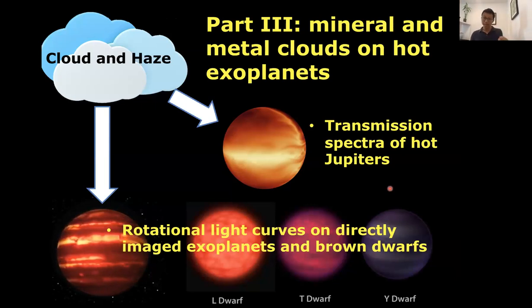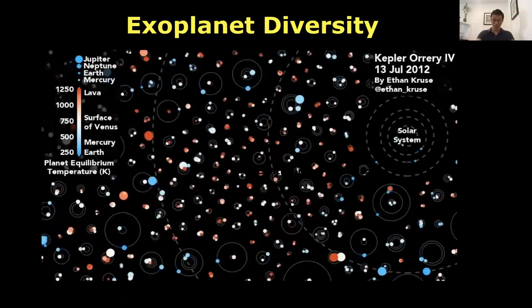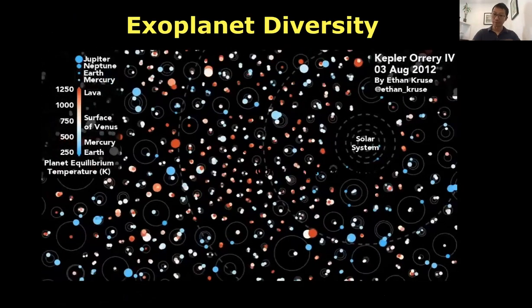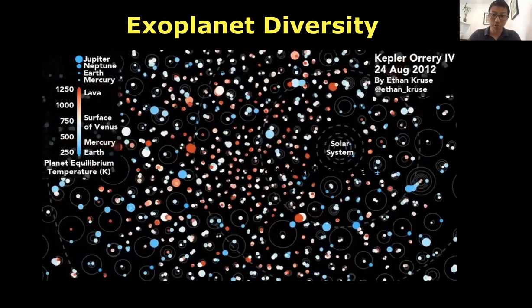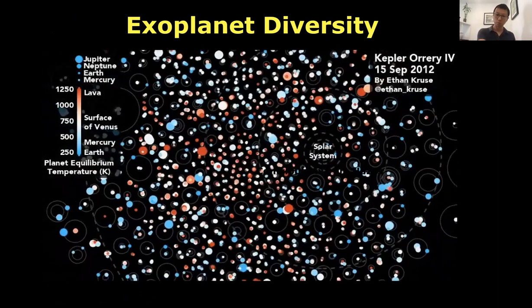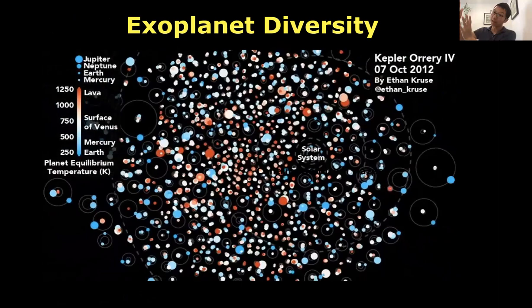So in the end, I will talk about something I really want to talk about in 7 minutes: the mineral and metal clouds on hot planets. Okay, so when we go beyond the solar system, we have found diverse exoplanets, ranging from very cold exoplanets to very hot exoplanets.